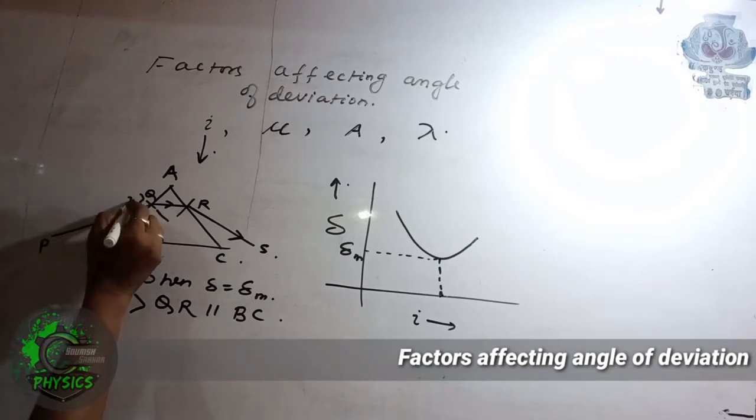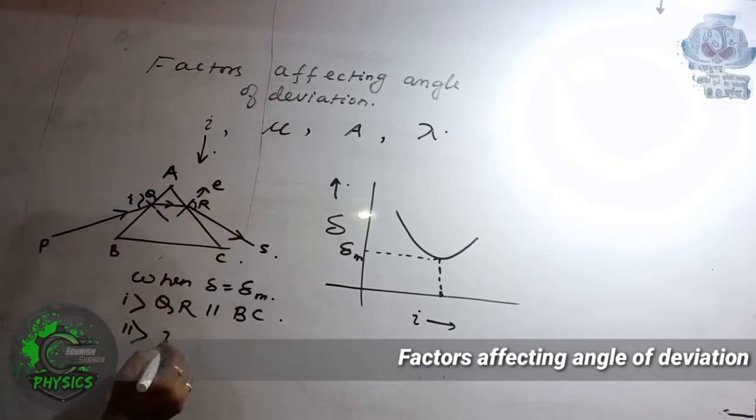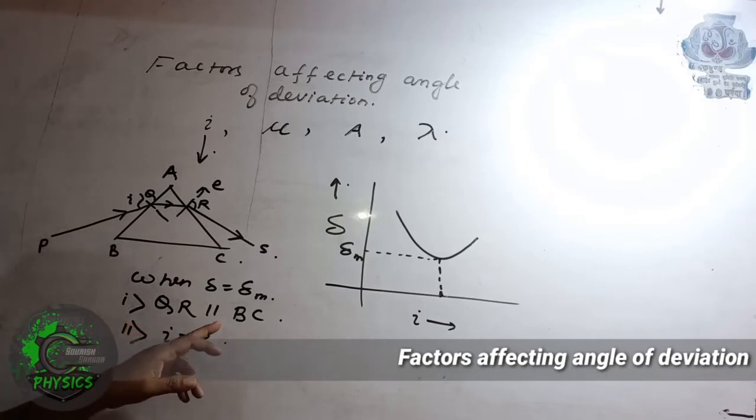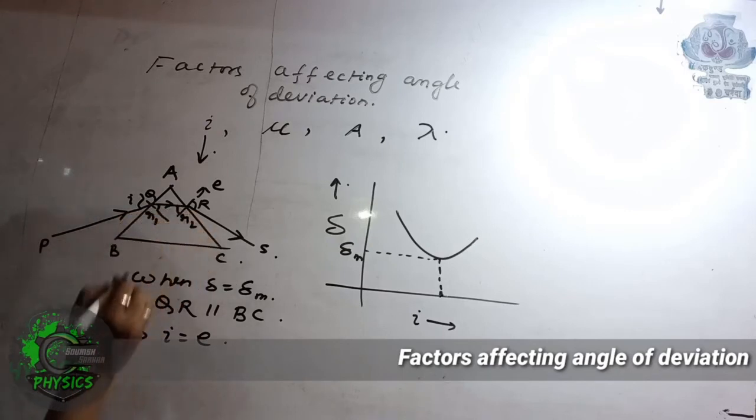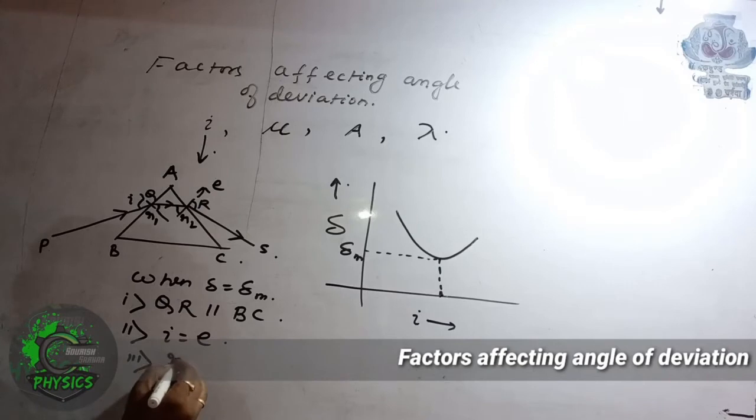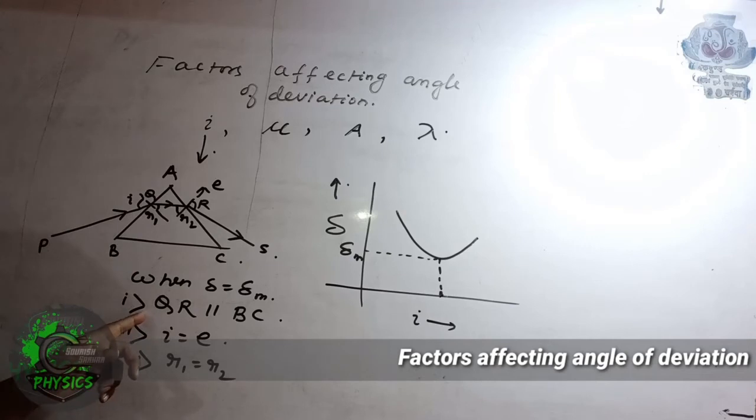That is, the refracted ray inside the prism is parallel to the base of the prism. Naturally, in that case, the angle of incidence I and the angle of emergence E will both be the same: I equals E. So these are two very important conditions, and one more condition. Suppose this is R1 and this is R2. Then the third condition satisfied is R1 equals R2. Once QR is parallel to BC, these conditions can be satisfied geometrically. So we have to remember, at the minimum deviation position, the refracted ray inside the prism is parallel to the base of the prism.